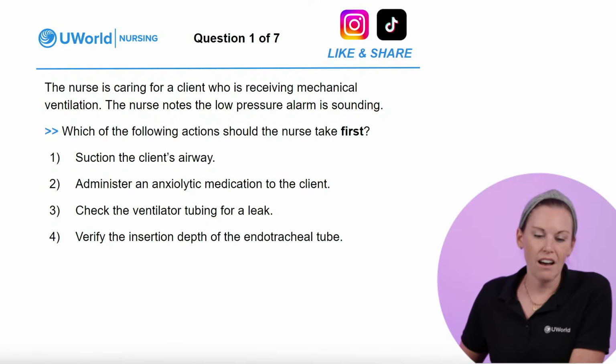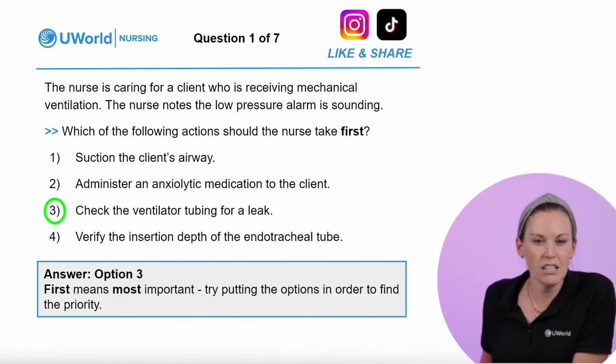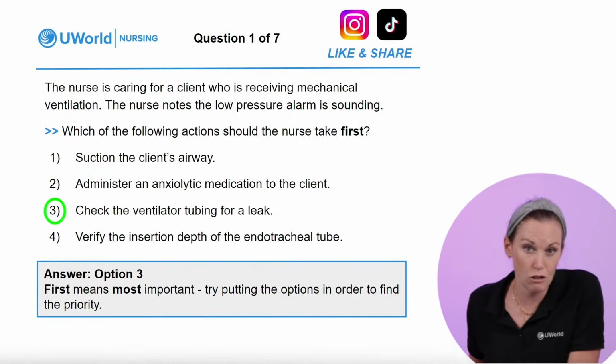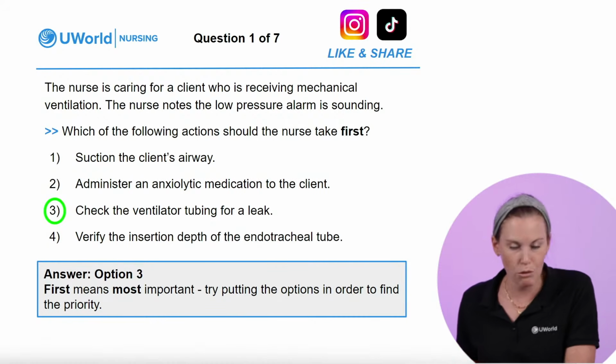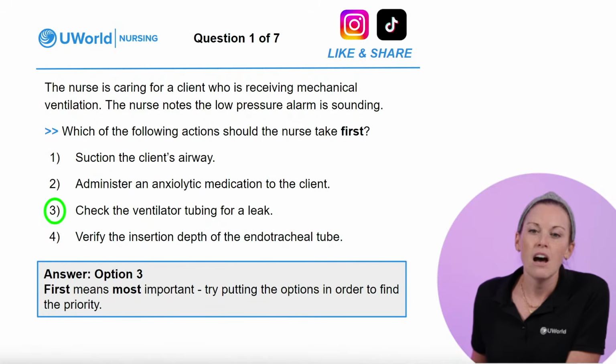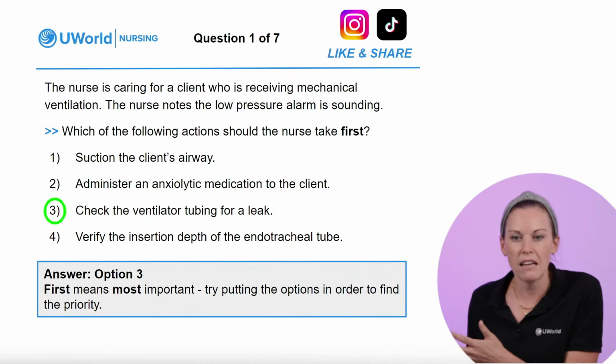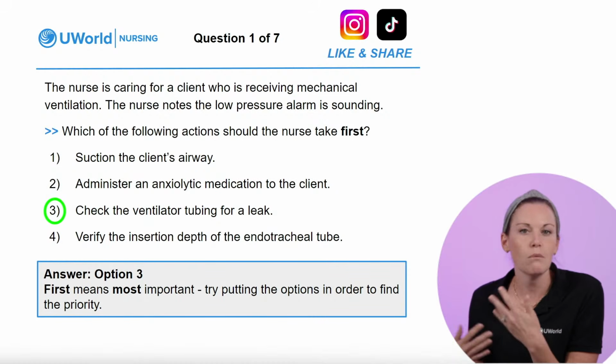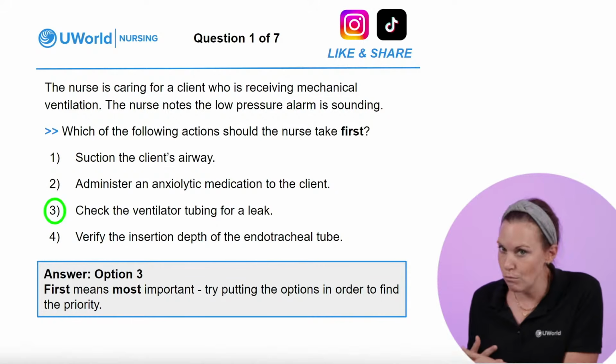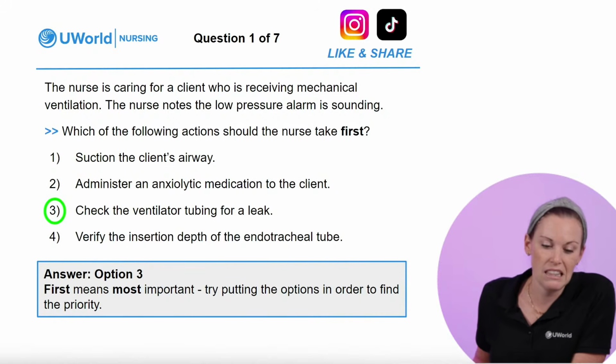Very good. All right, so let's pull up our answers. So our correct answer on this one is going to be option 3. You guys did great. A bunch of 3s came through on the chat, so well done. Okay, so again, when we see first in here, we're going to think most important. As always, put these options in order. What are we going to do, like least invasive, most invasive? That's another way we can look at this.